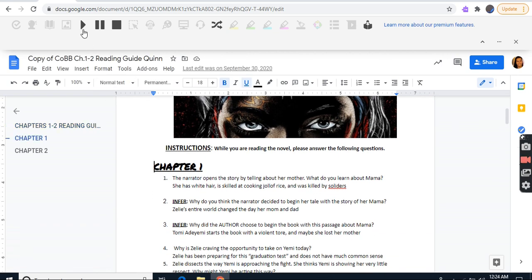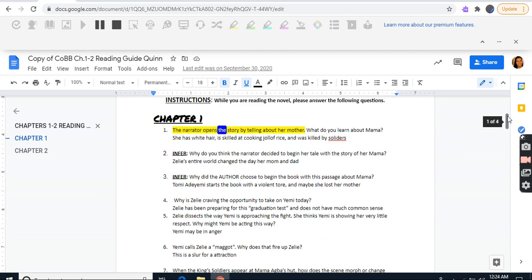Alright, chapter 1. 1. The narrator opens the story by telling about her mother. What do you learn about Mama? She has white hair, is skilled at cooking jollof rice, and was killed by soldiers.